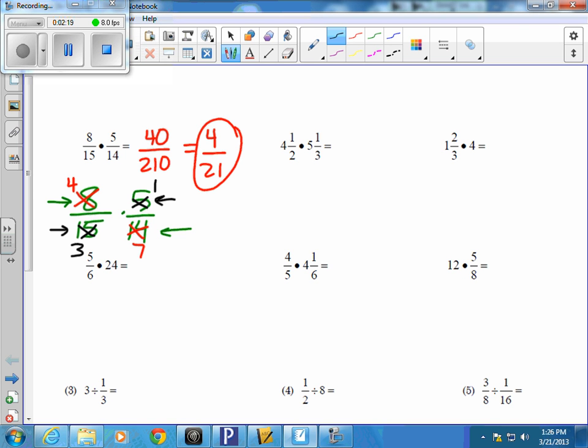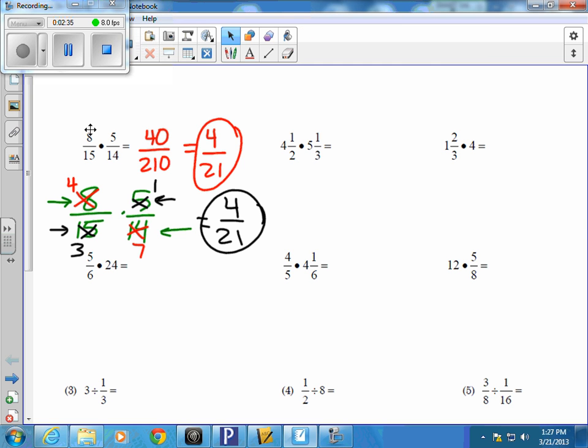Now, when I multiply my new top times top and my bottom times bottom, I should get my simplified answer immediately. 4 times 1 is 4. 3 times 7 is 21. 4 over 21. The ability to simplify not just the 8/15, but also as if 8 was over 14 or the 5 was over 15. Because really when you multiply those fractions together, you'll have 8 times 5 over 15 times 14. You can simplify that way.